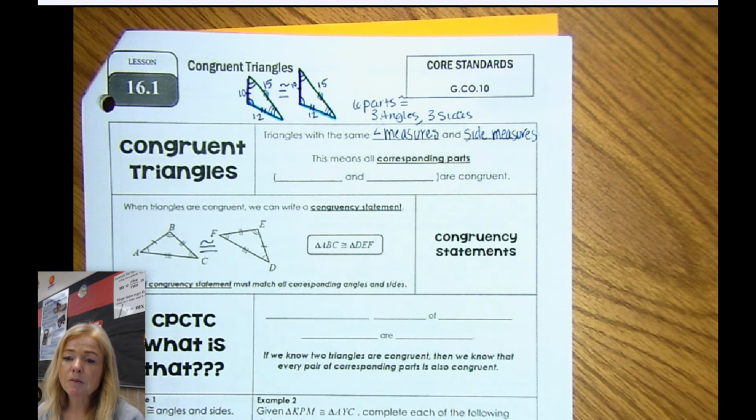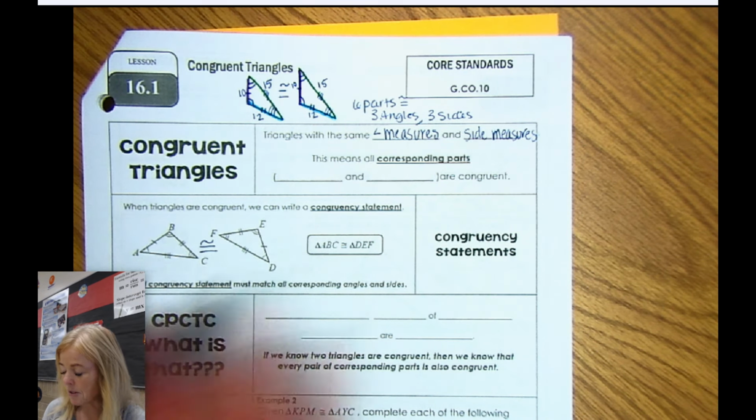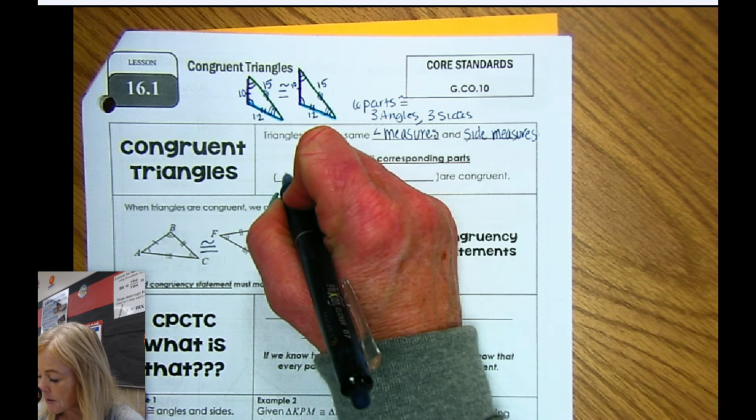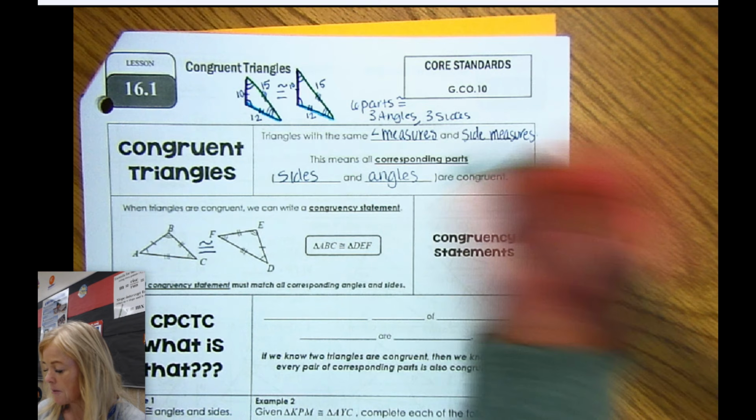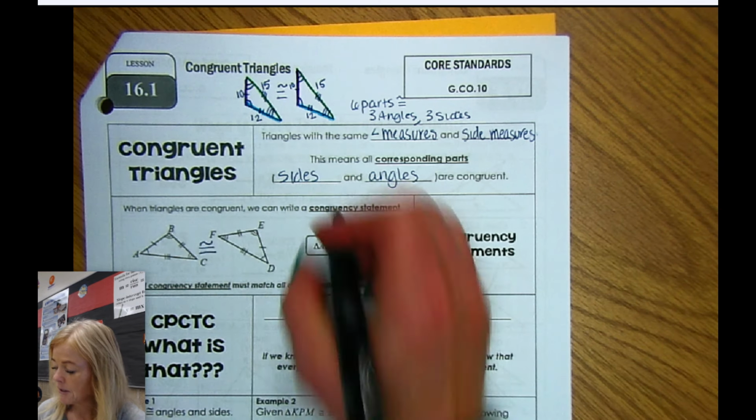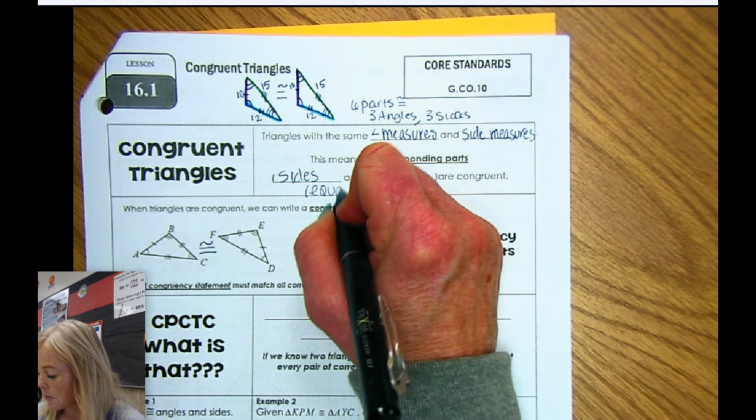All right, so this means all corresponding parts, which I explained before, the sides and the angles, are equal in measure. Okay, congruent, which remember is equal in measure.